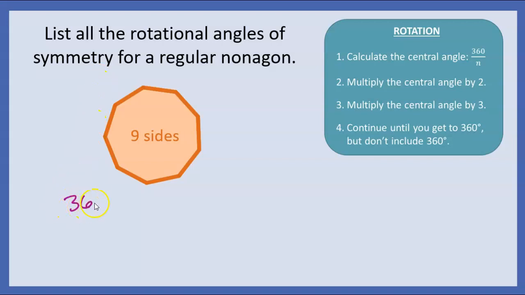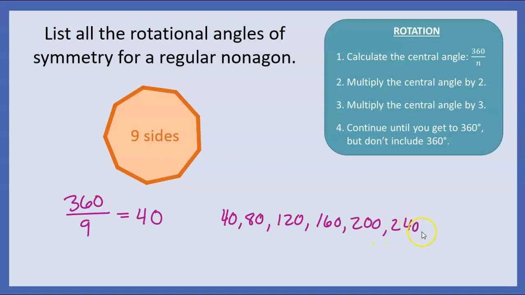So we have 360 in the full circle divided by 9. That is 40. So now we just add 40 to itself a bunch of times. 40, 80, 120, 160, 200, 240, 280, 320, 360. Oh, we stop there. We don't include 360 because that one's trivial. So there is our full list of rotational angles of symmetry for a regular nonagon.